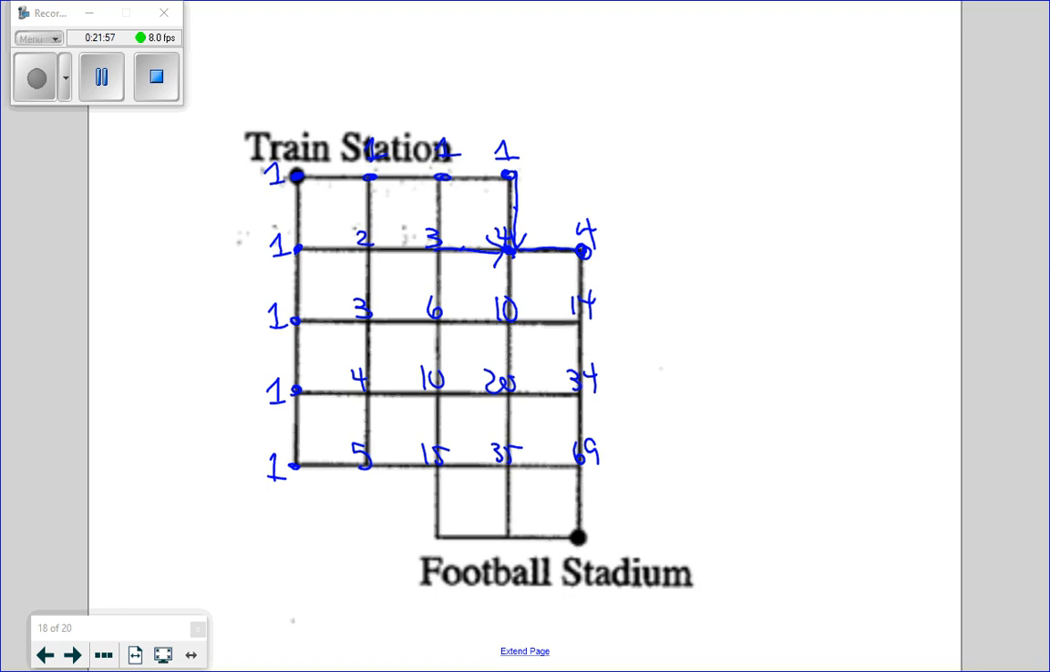Now, once you get onto the last row, this corner right here, which streets are coming into this corner? Just the 15. So we have 50 and 69, 119 ways to walk from the train station to the football stadium.